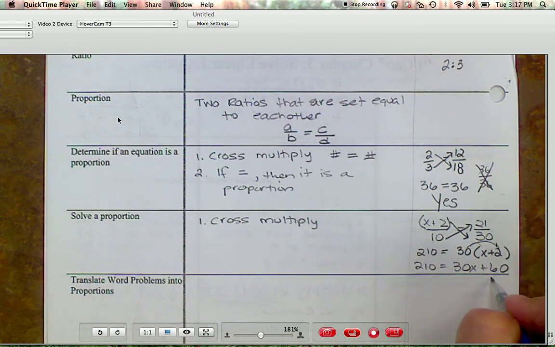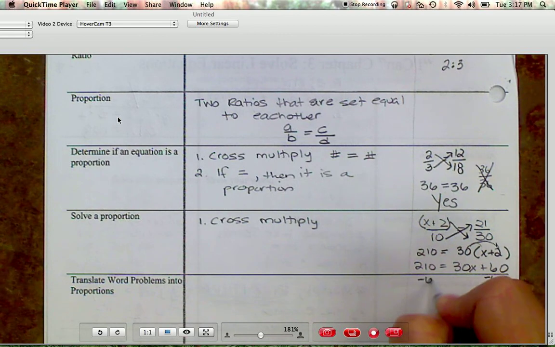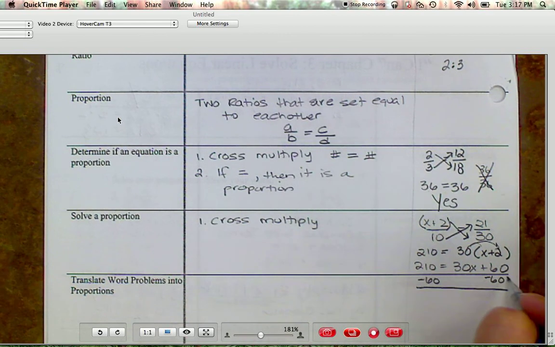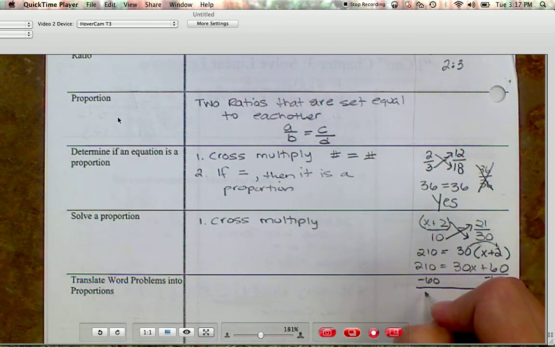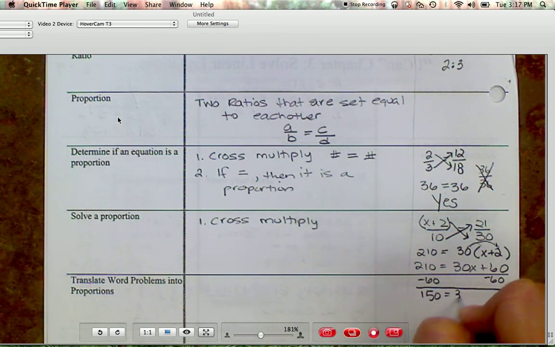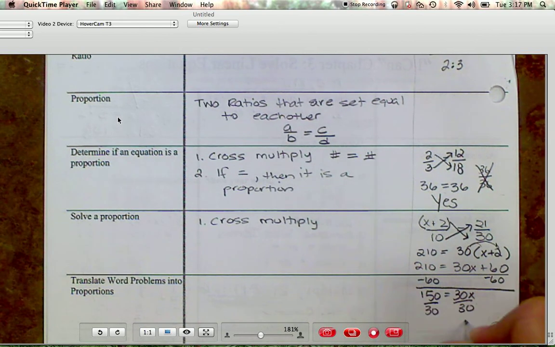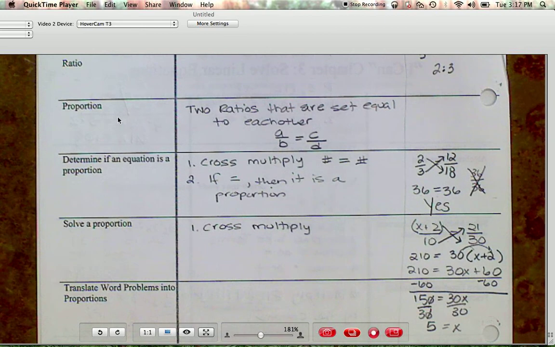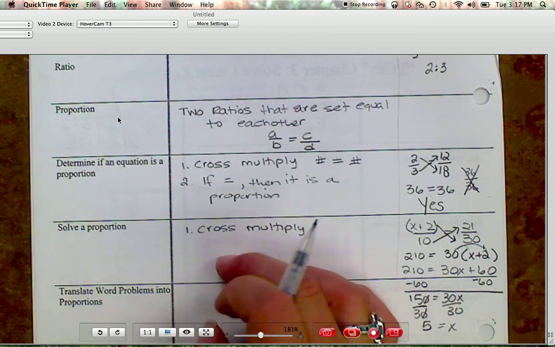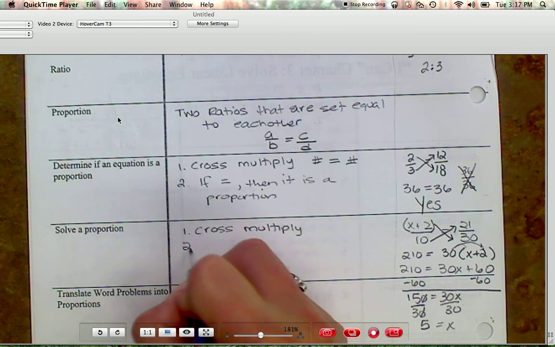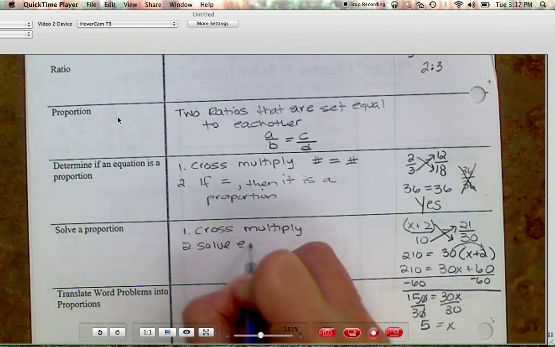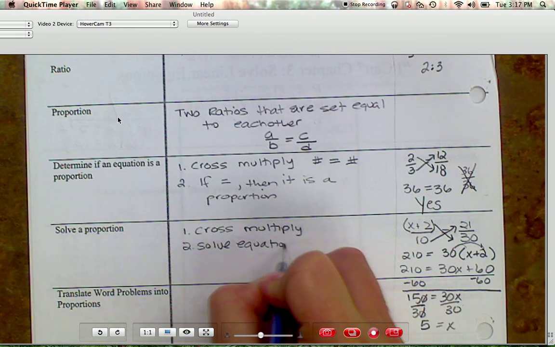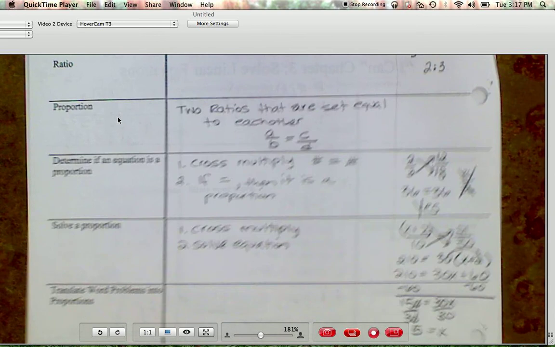We can go ahead and do this. Just use the rest of the space. So we subtract 60 from both sides because we undo addition and subtraction first. And that would give us 150 equals 30x. And then divide by 30. And we get x equals 5. Alright, so we cross multiply and then you finish by solving the equation using the steps from the front of the Cornell note sheet if you have any trouble with that.